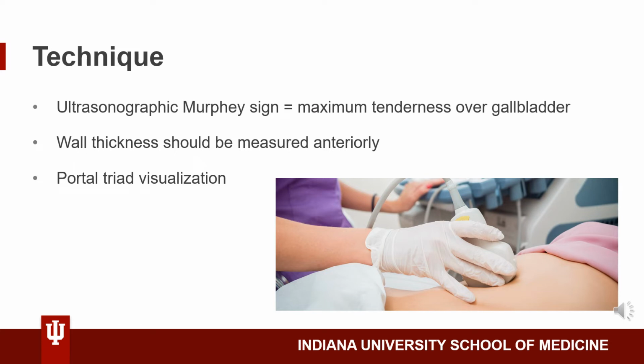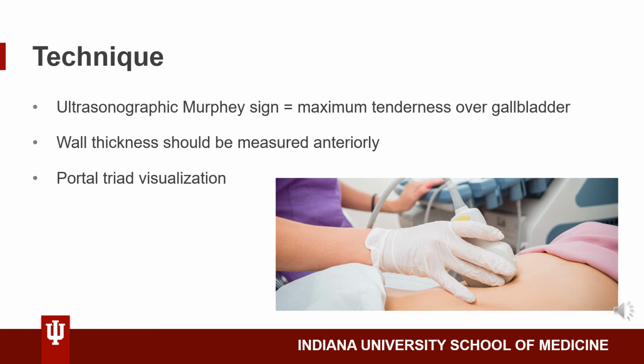So for a complete exam, you would also look for Murphy's sign. So the ultrasonographic Murphy's sign is visualizing the gallbladder with the ultrasound and then testing for maximum tenderness over the gallbladder that has been located that way. This is different from the physical exam Murphy's sign, in which you'd have premature arrest of inspiration on palpation. This uses the ultrasound in order to make sure that we are over the gallbladder itself, and then tests a few different spots to make sure that the maximum tenderness is actually over the gallbladder.